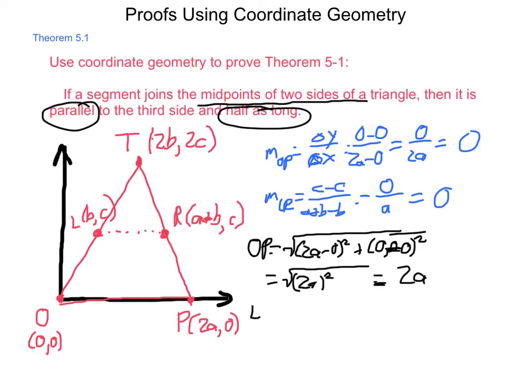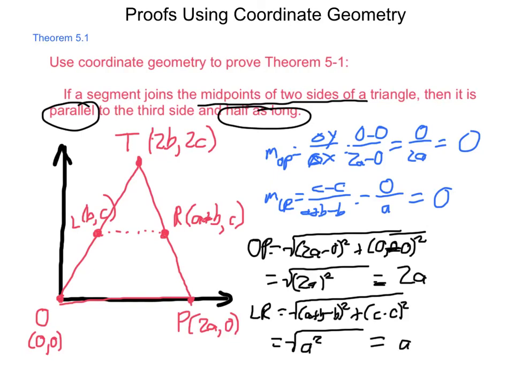Next, let's find the length of LR. That is the square root of a plus b minus b squared plus vertical change, c minus c squared. Well, a plus b minus b is going to be just a, and then c minus c is 0, so we'll have plus 0. Square root of a squared is a. And here we have established that the length of that base, that third side, is twice as big as the length of the first side. So we have hereby proven Theorem 5.1 using coordinate geometry.